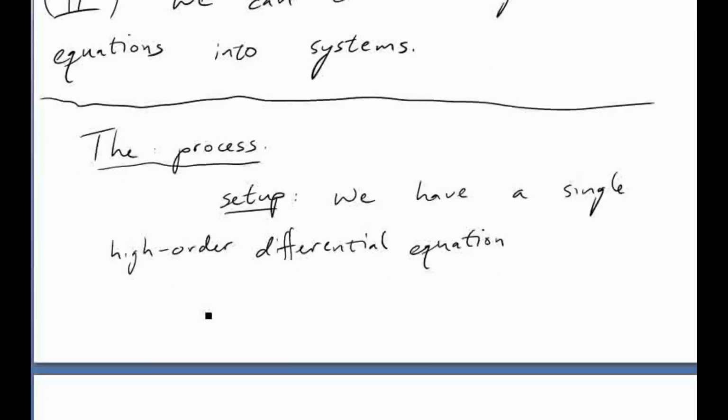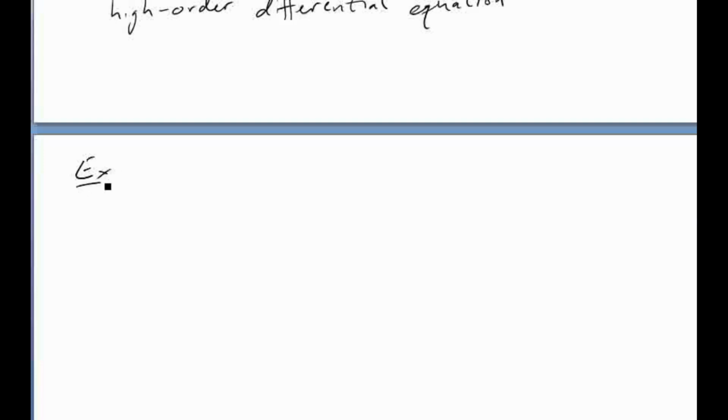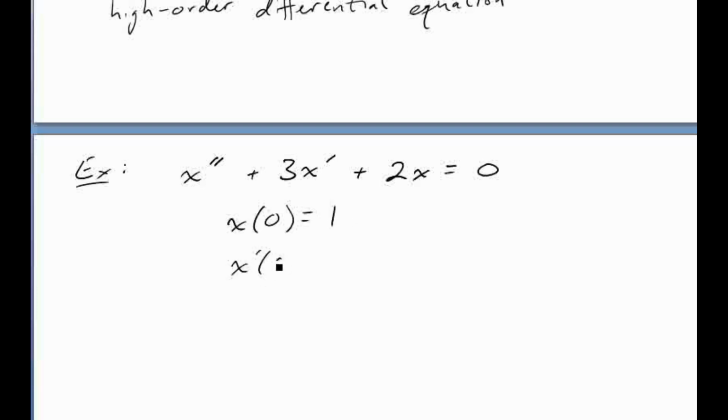So for example, let's just say we have something along the lines of x double prime, we'll just start with something of order 2, plus 3x prime plus 2x is equal to 0, with initial conditions, let's say x(0) equals 1 and x prime(0) equals 2. Something like that.